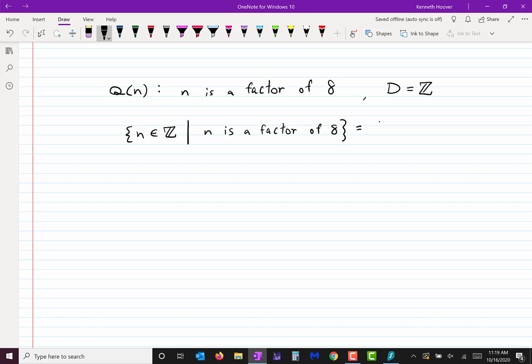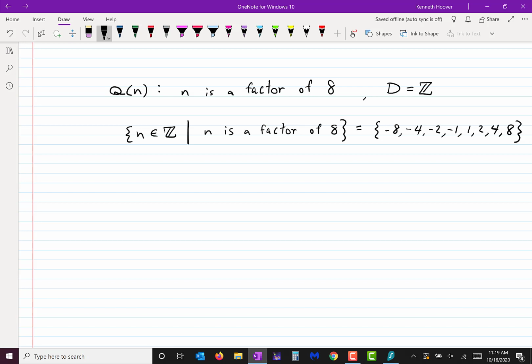So what would that be? That would include -8 and -4. You don't have to go in any particular order. -2, -1, 1, 2, 4, and 8. Those are all of the integers that are factors of 8, right? I don't think I missed any.